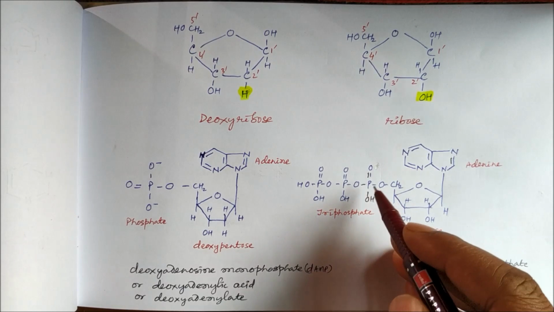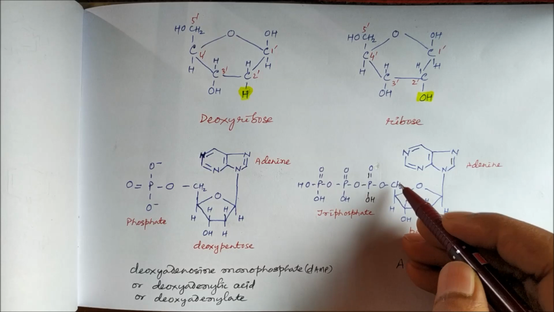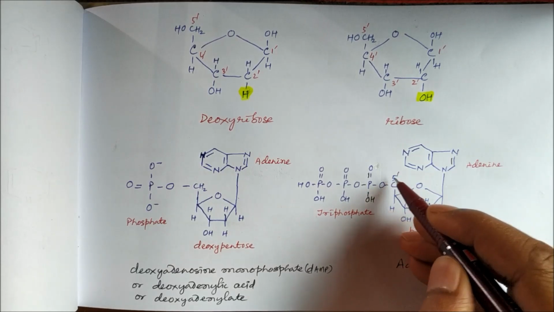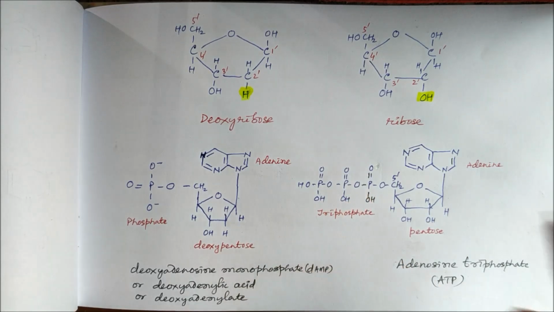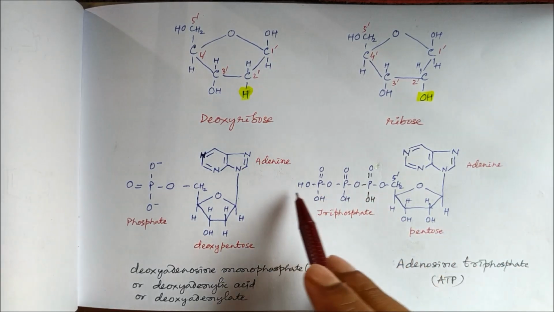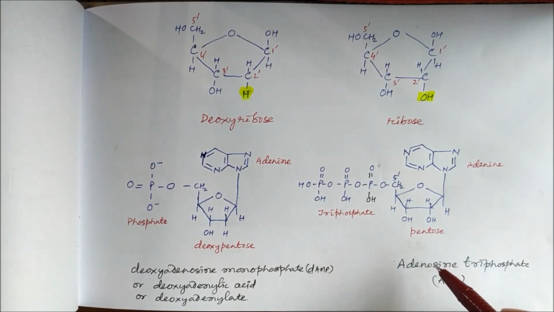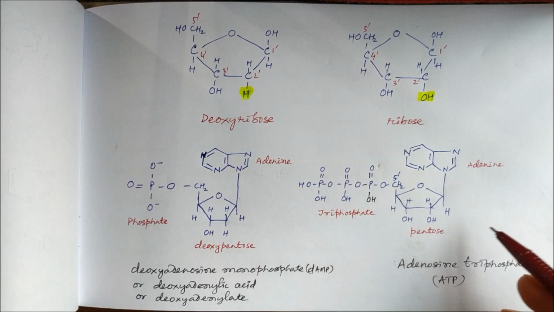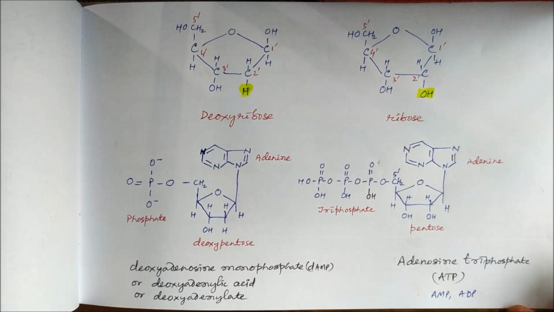Then it can be combined with the phosphate, and at this 5 dash position the phosphate is attached. If one phosphate is attached, it will be monophosphate, so adenosine monophosphate; 2 phosphates, adenosine diphosphate; and here in the structure we have 3 phosphates, so triphosphate. So adenosine triphosphate is the nucleotide. Similarly, we have adenosine monophosphate and adenosine diphosphate, so AMP and ADP are also nucleotides.